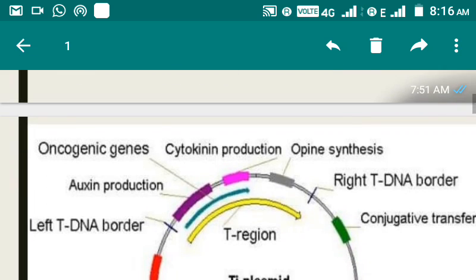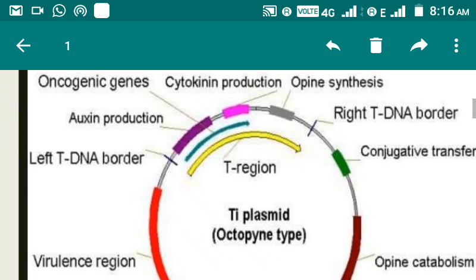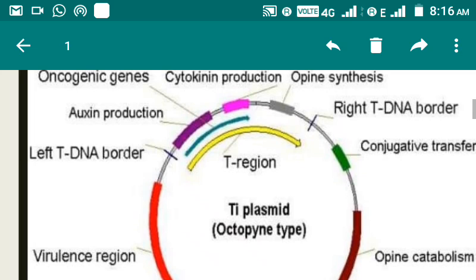Okay, now this is the schematic diagram of Ti plasmid, that is octopine type. It has all the components, all the genes, all the parts. You can see here origin of replication, virulence gene, opine catabolism, left border, right border, all those parts are there which are crucial for the transfer of tDNA. Okay, left region, right region, all those parts, what are their functions, we are going to see them in detail.